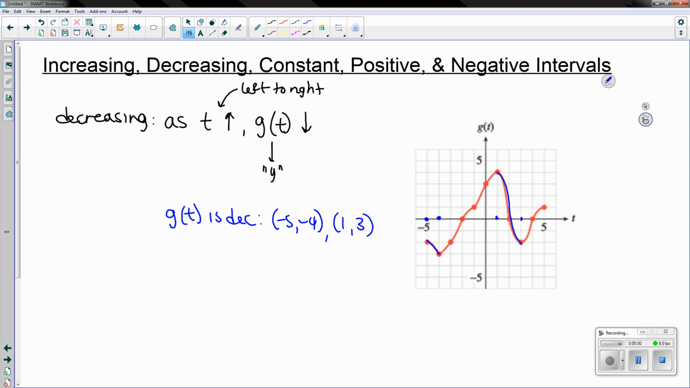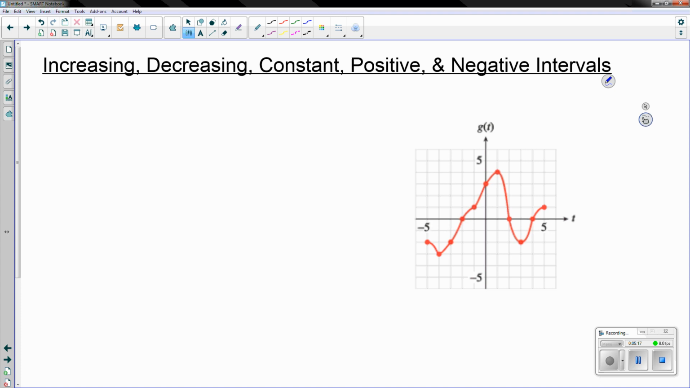You could have no intervals on which something is increasing, decreasing, or constant. You could have just one. You could have infinitely many intervals. So we're not limited to a specific amount of intervals on which a function is going up or down. And then finally, we'll look at a constant definition.